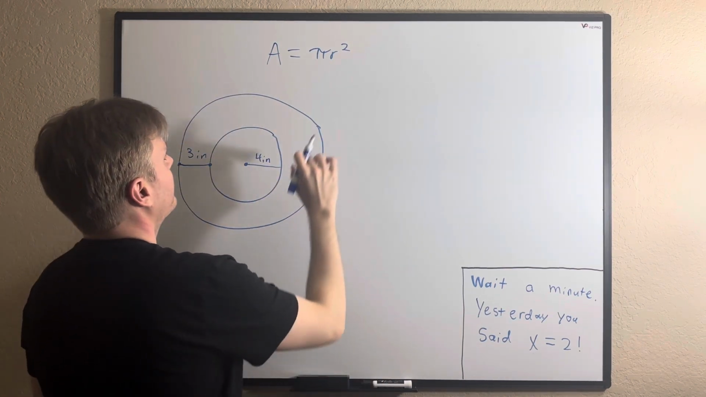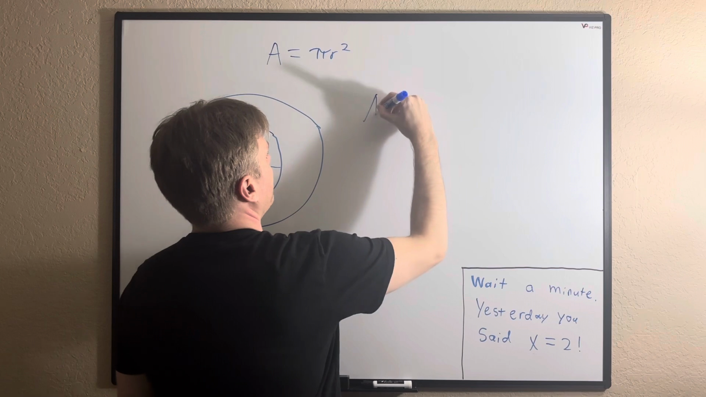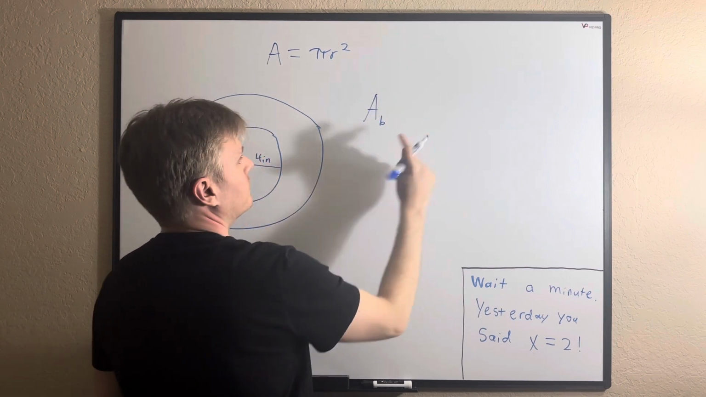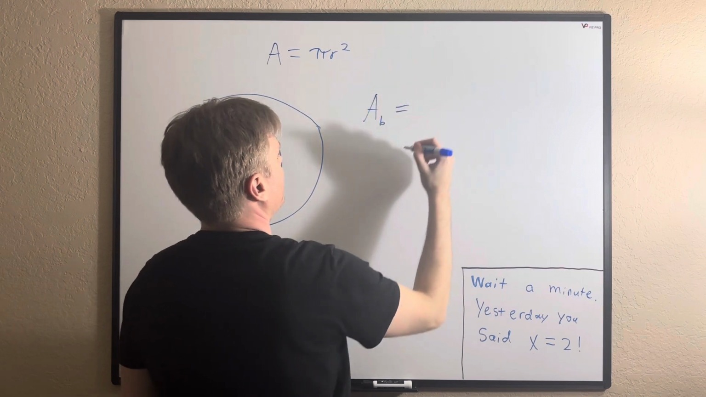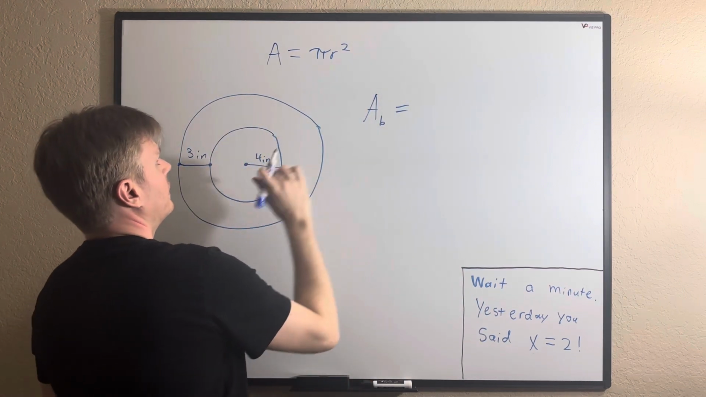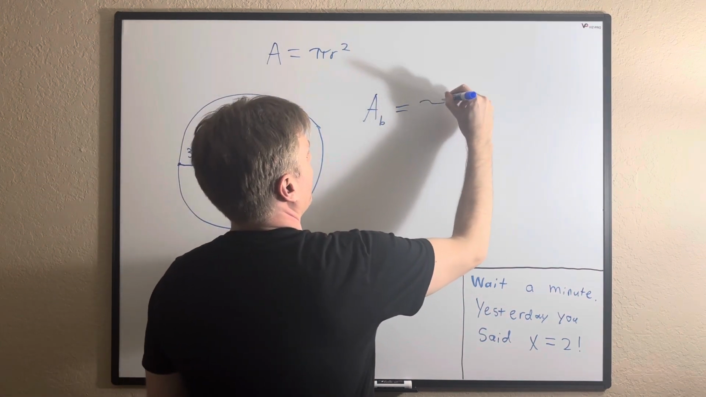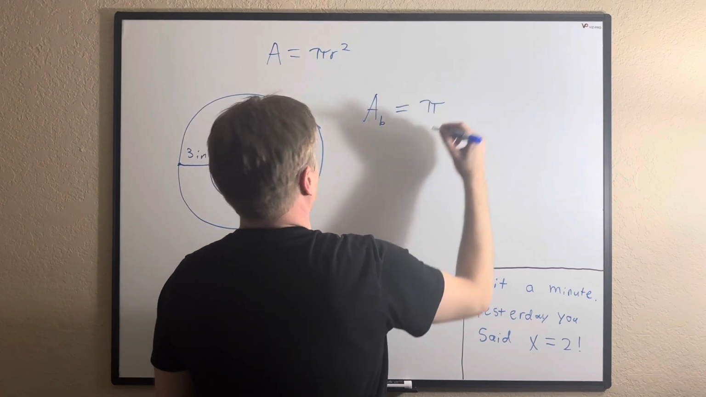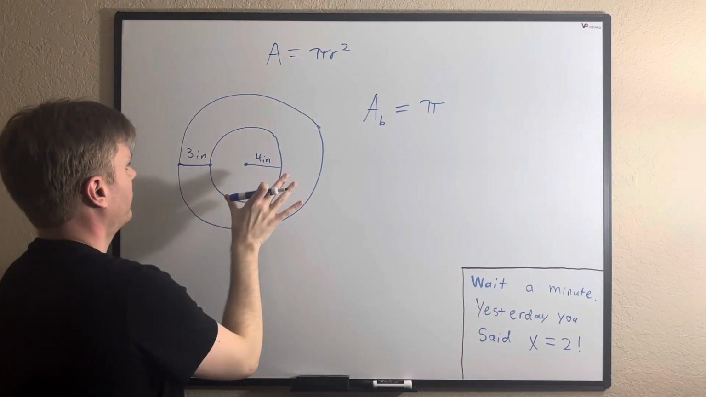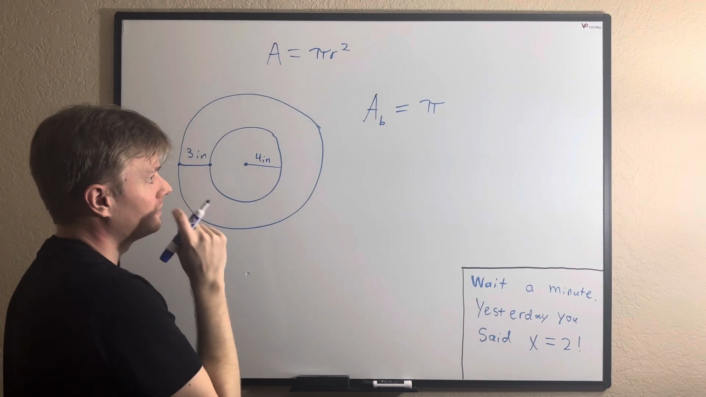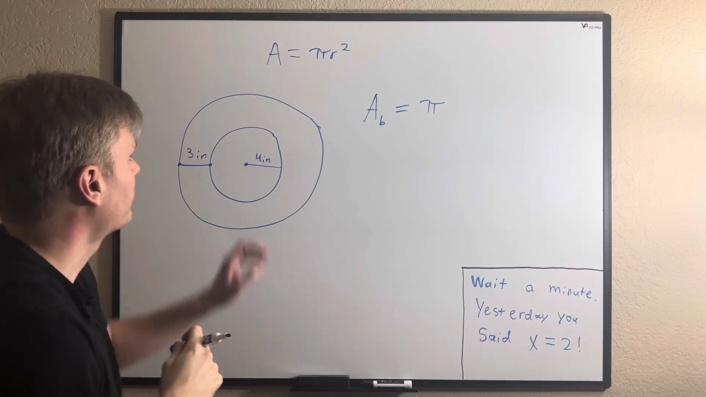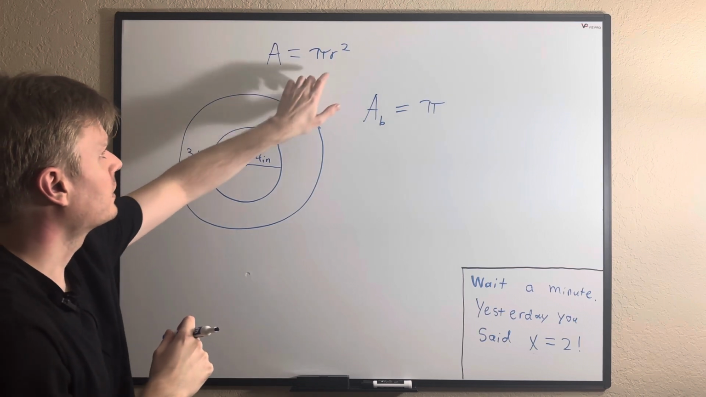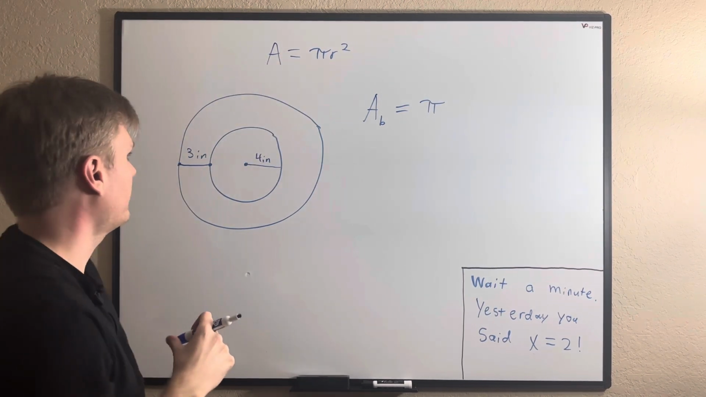So we have this big circle here, right? We'll call it area of the big circle. That's why I use a sub letter, area sub B. And we'll call that pi times r. R is the radius, right? That's what our formula just told us. It's the relationship the area has to the radius.